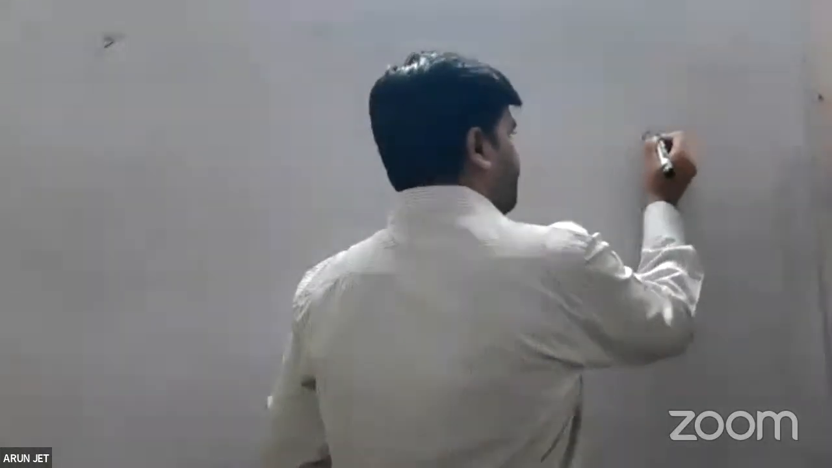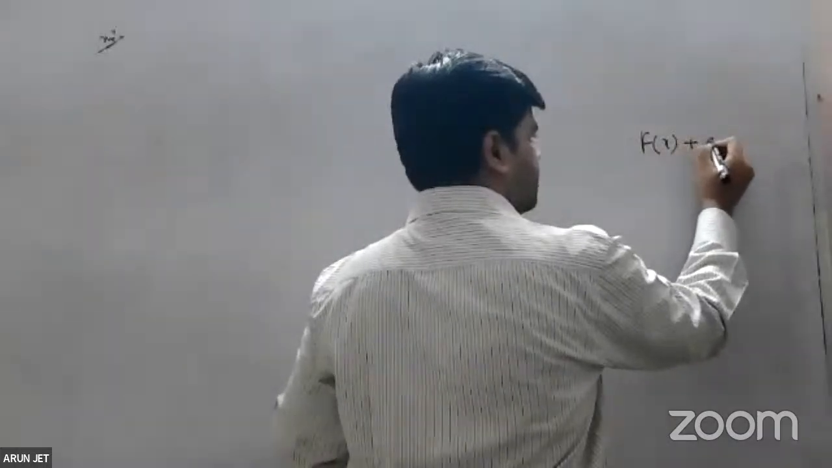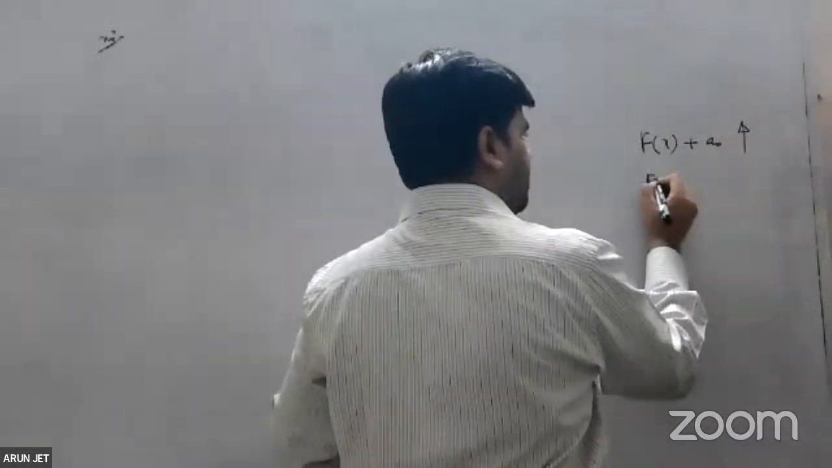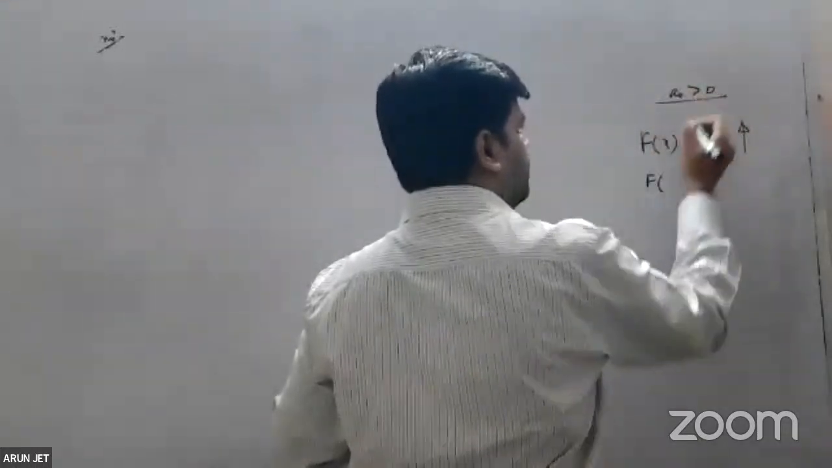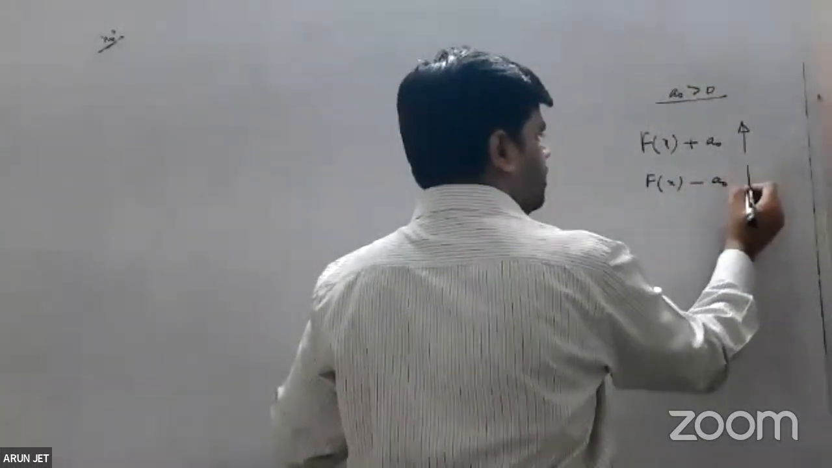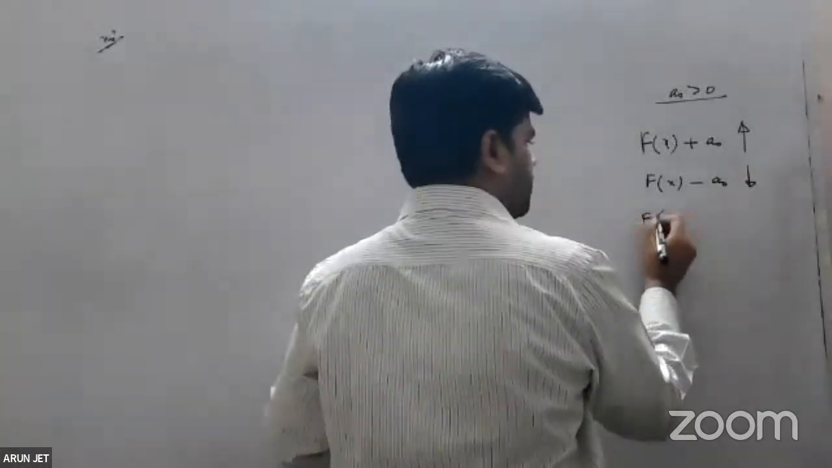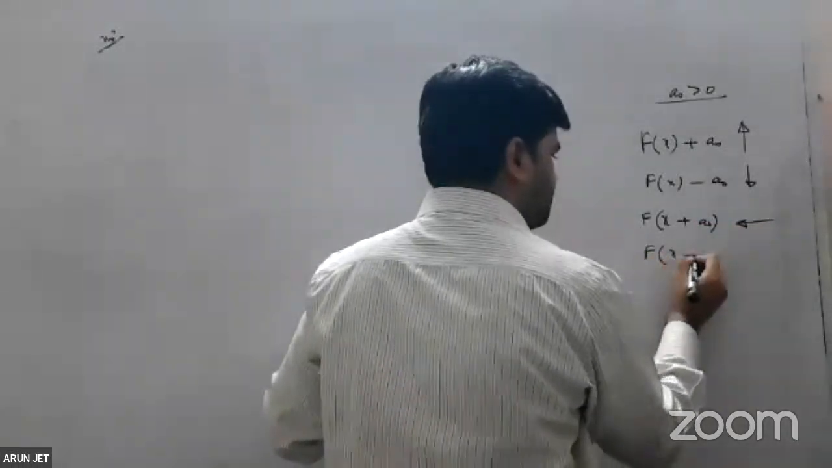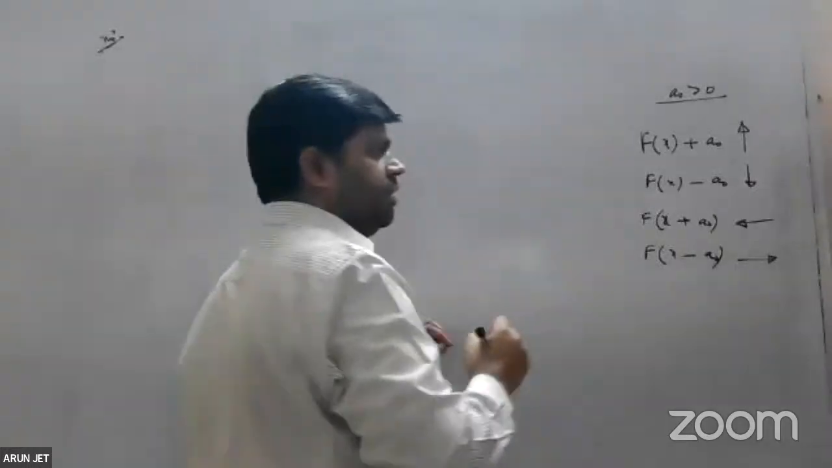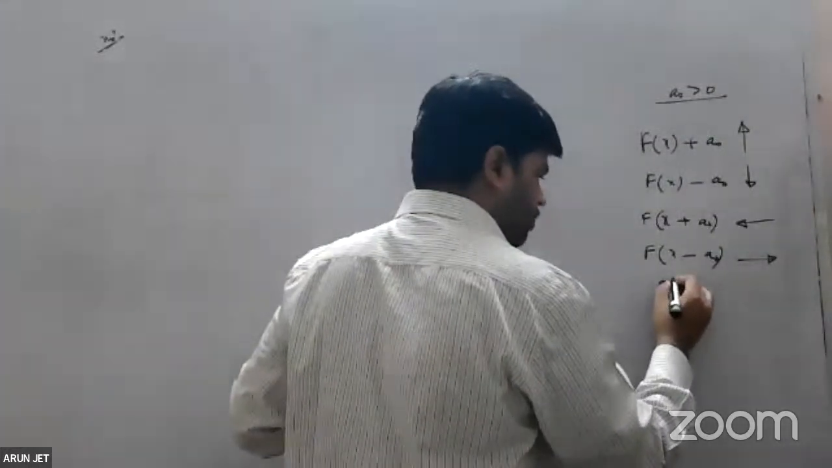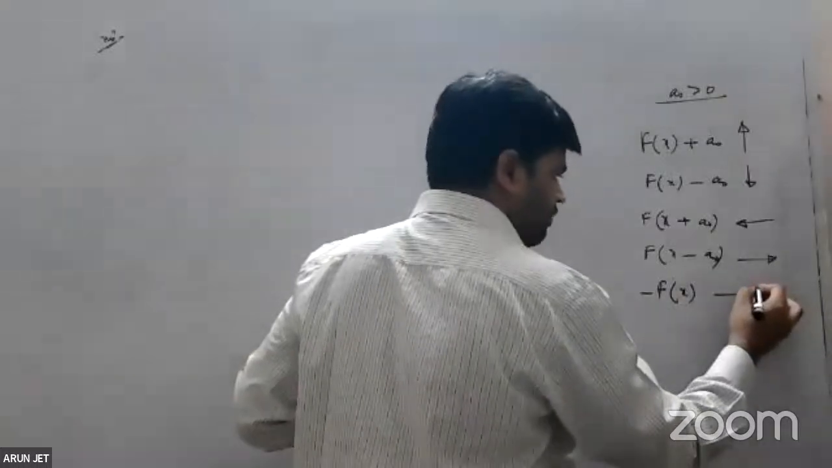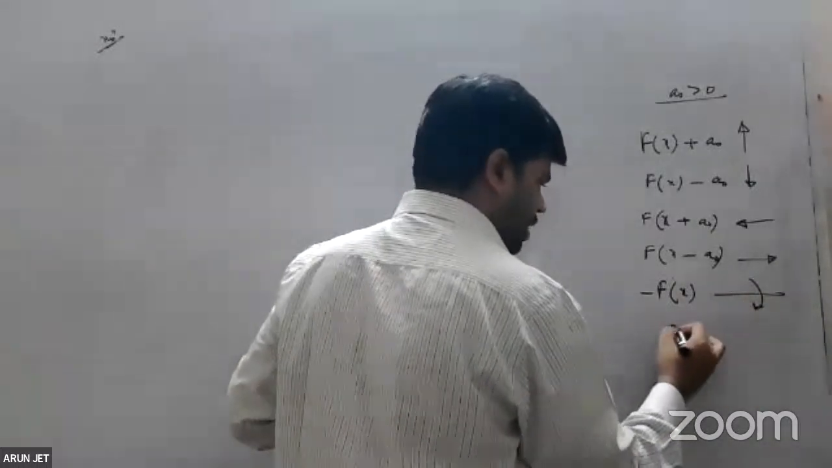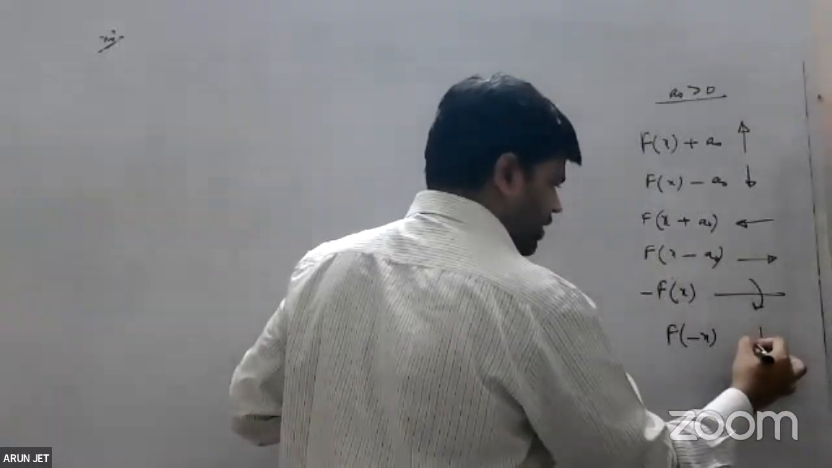Hi, everyone. All right. So we were doing transformations yesterday. We dealt with f(x) + a, which is upward, a greater than 0; f(x) - a, downwards; f(x + a), leftwards; f(x - a), rightwards; -f(x) is reflection with respect to the x-axis; f(-x), reflection with respect to the y-axis.